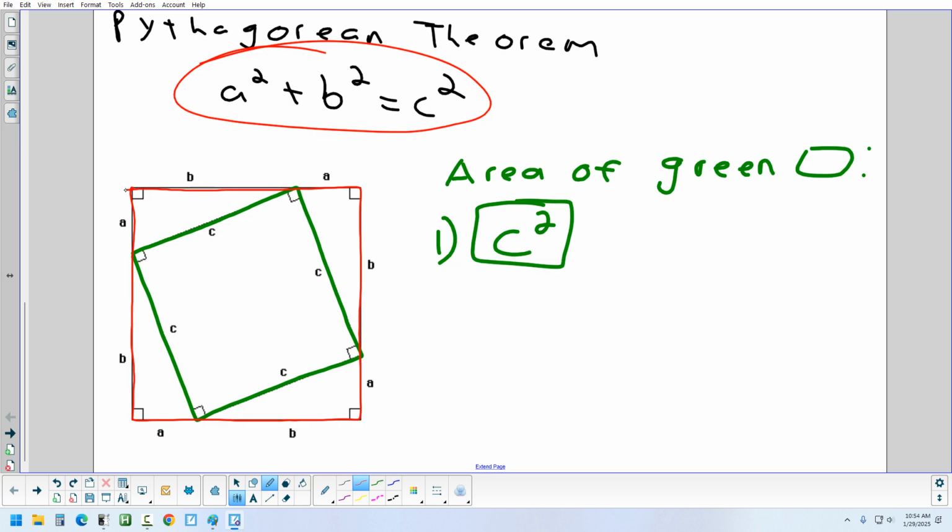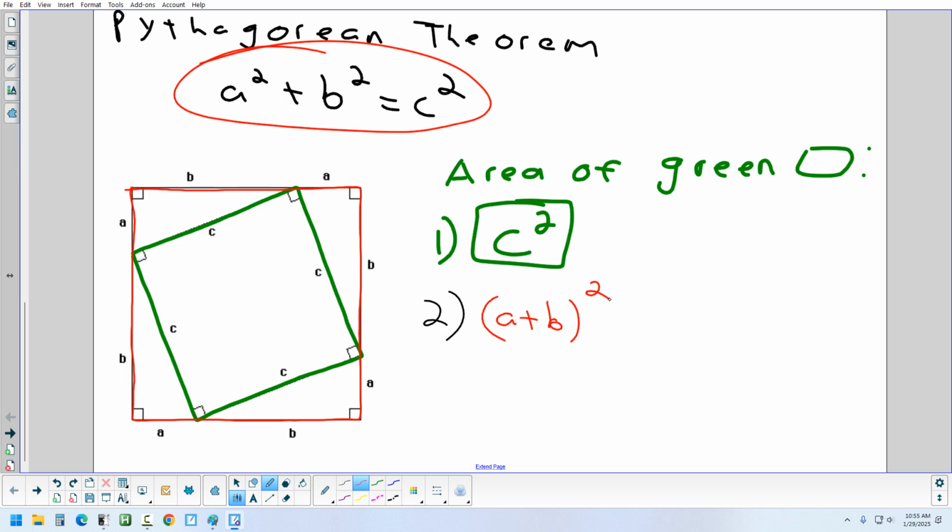And if I cut that out from the red square, that should give me another way to find the green square. All right, so let's try that. Okay, so first we need the area of the red square. What's the length of a side in the red square? Yep, A plus B. And in order to find the area, I need to multiply side times side. So it's A plus B times A plus B.